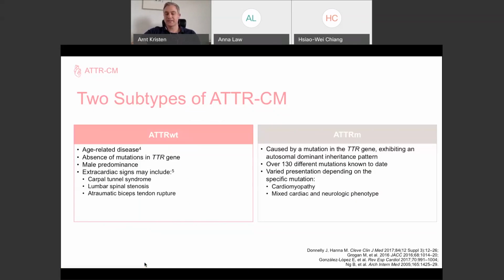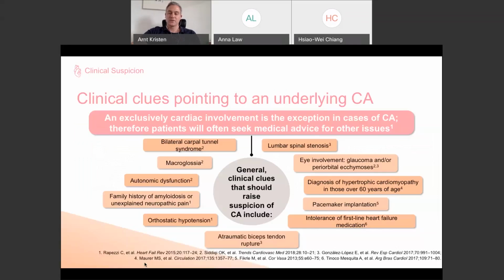And on the other hand, the second type of ATTR-CM is the mutant type. It's caused by a TTR gene variant, and there are more than 130 different mutations that are known to be associated with this disease. And patients present with symptoms of polyneuropathy or symptoms of cardiomyopathy, cardiac failure.